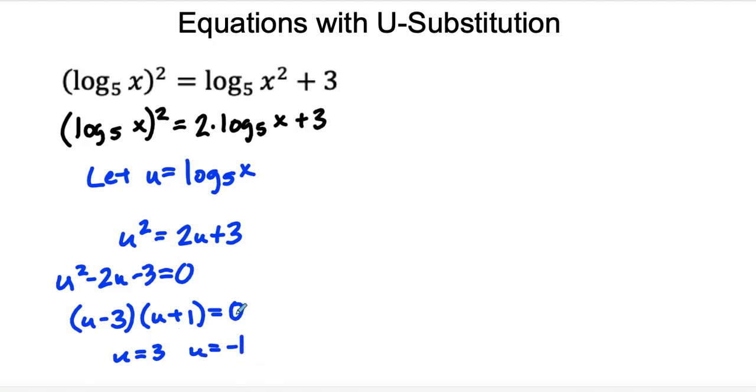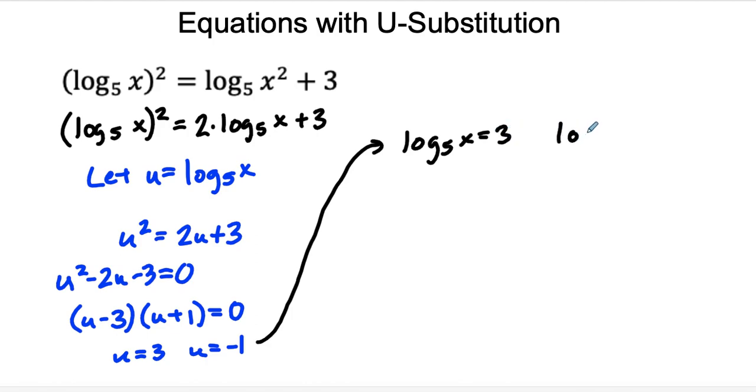Now, that would be nice if we were done, but we're not done. We needed to solve for x. So we're going to go back up here, and remember we said let u equal log base 5 of x. Well, now that means log base 5 of x equals 3 and log base 5 of x equals negative 1. Now it's pretty easy actually, because we're going to convert to exponential. Remember the base is the base here, 3 becomes the exponent, and x is our answer.